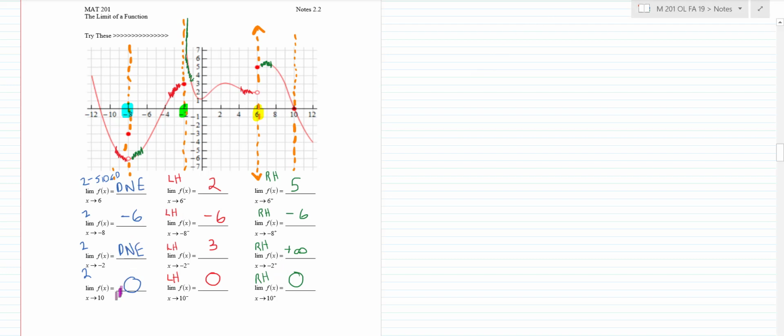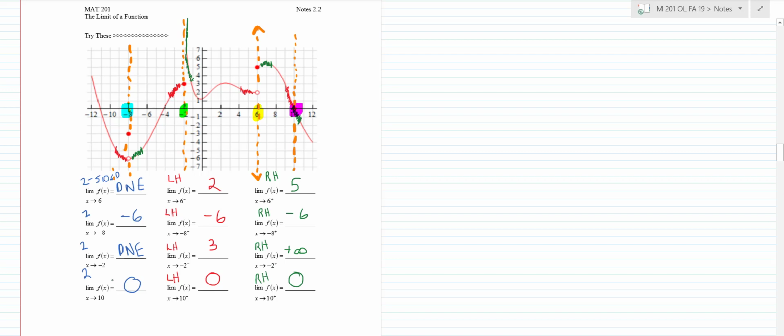And then finally, the last one was x approaches 10, that region. So from the left, that approaches the y value of 0. From the right, same thing, it approaches 0. And therefore, the two-sided limit is 0.